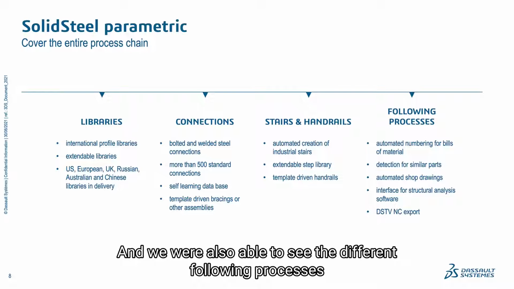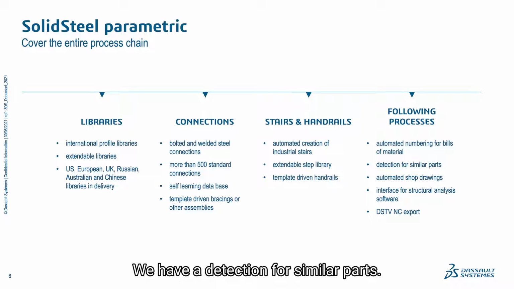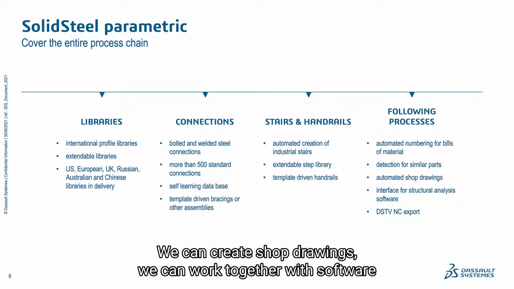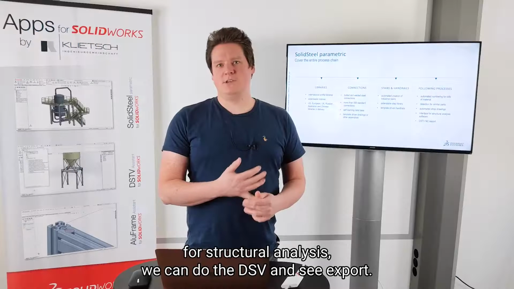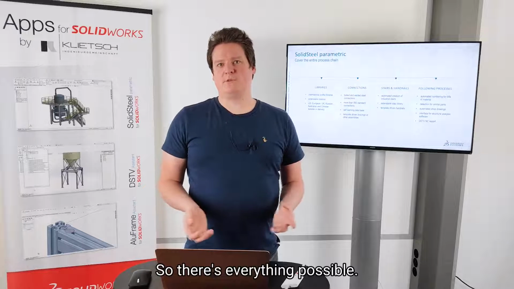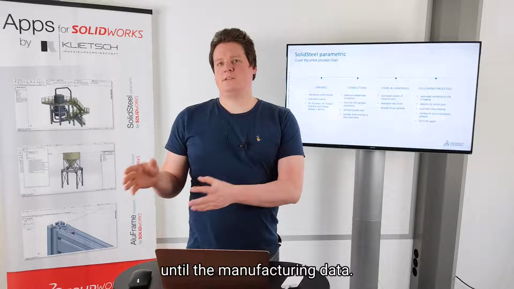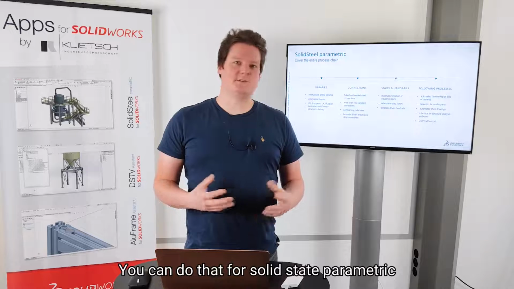And we were also able to see the different following processes. We have automated numbering for bills of material. We have a detection for similar parts. We can create shop drawings. We can work together with software for structural analysis. We can do the DSTV and C export. So there's everything possible. The entire process chain from the first idea until the manufacturing data, you can do that with Solid Steel Parametric.